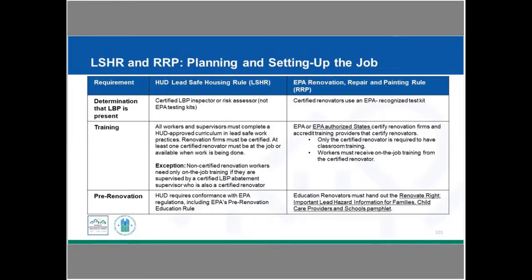The EPA requires that we have certified renovation firms in place, and that they have accredited training, and that workers also need to receive on-the-job training from a certified renovator. For the Lead Safe Housing Rule, all the workers and the supervisor must complete the HUD-approved curriculum, and so that certification standard is a bit higher. The exception is we could have non-certified renovation workers who are just receiving on-the-job training, but they must be supervised by a lead-based paint abatement supervisor who is on that site. So our standard is a little bit higher for the worker certification under the Lead Safe Housing Rule.